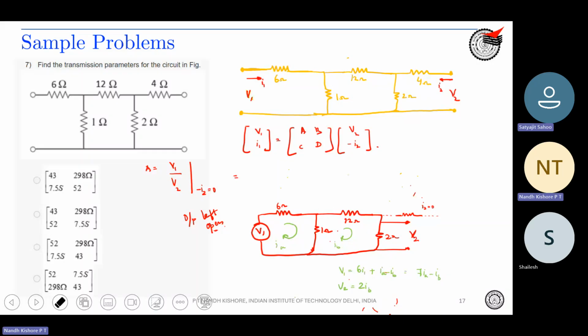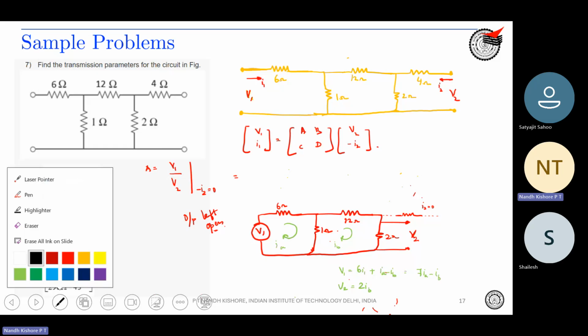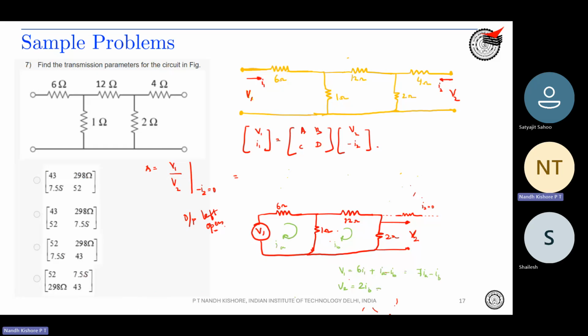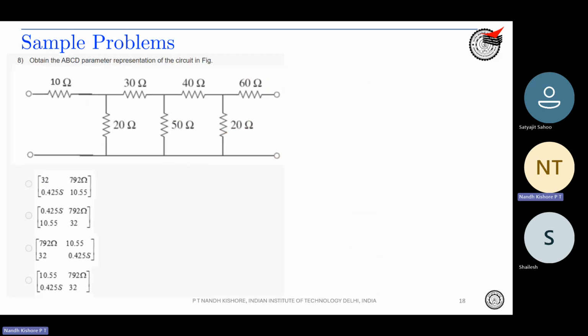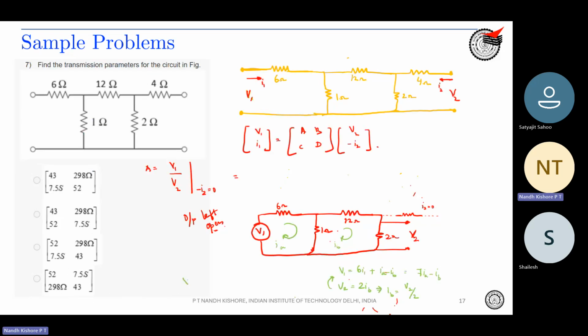I have just applied mesh analysis. So we have written what V1 and V2 are. We know V2 is equal to 2 IB, which means IB is equal to V2 by 2. So put that back in V1. V1 is equal to 7 IA minus V2 by 2.